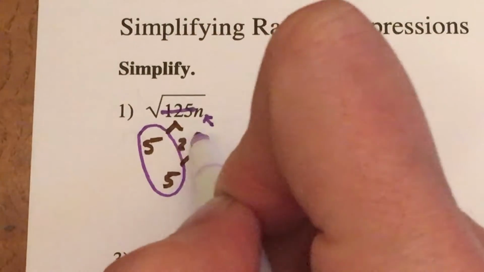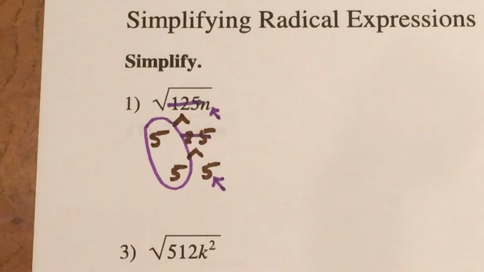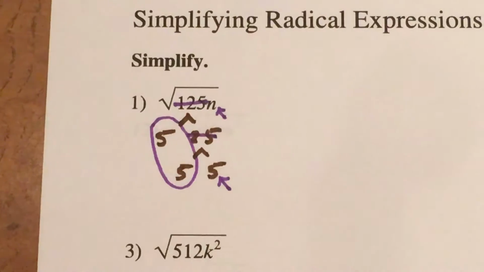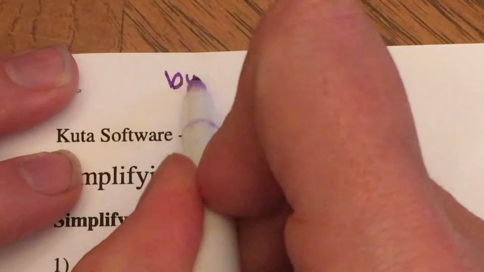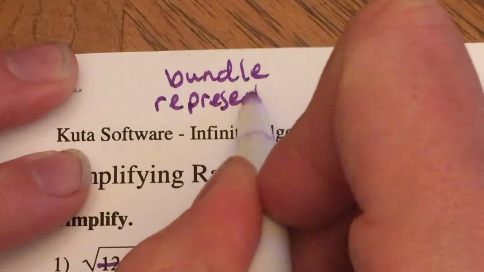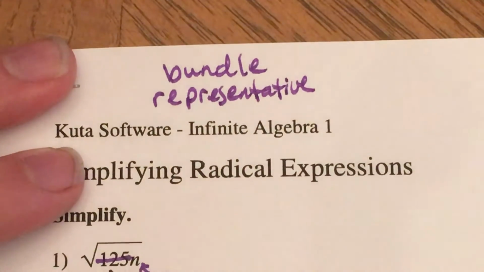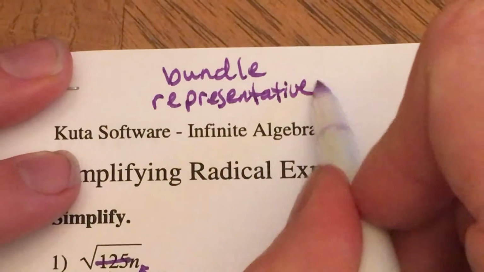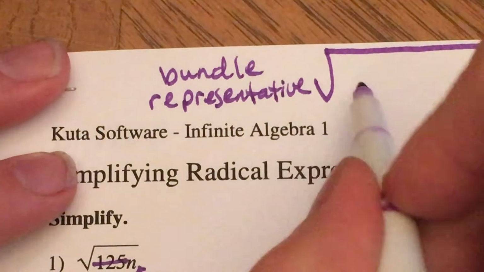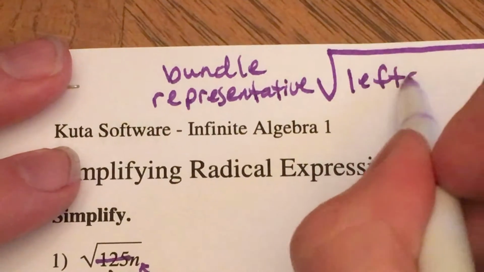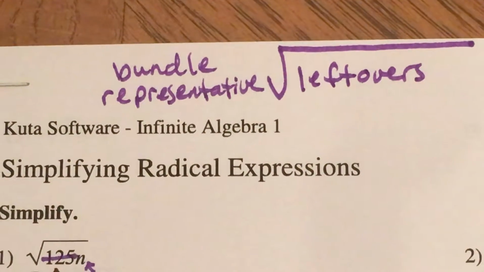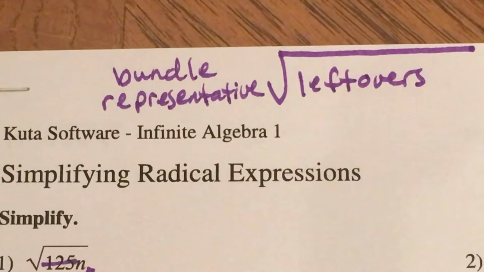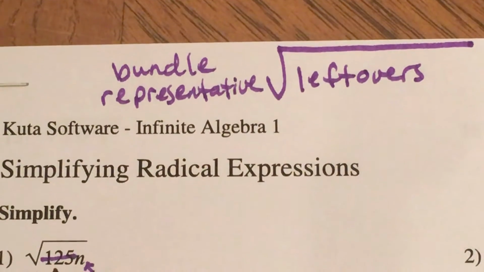I am not looking at the composite. I am only looking at the primes. So when we do these, let's make a note. We take a bundle representative, those go outside of what? The square root house. And then we put leftovers in the square root house. Just like you put leftovers after dinner back in the fridge, it's back in the fridge.